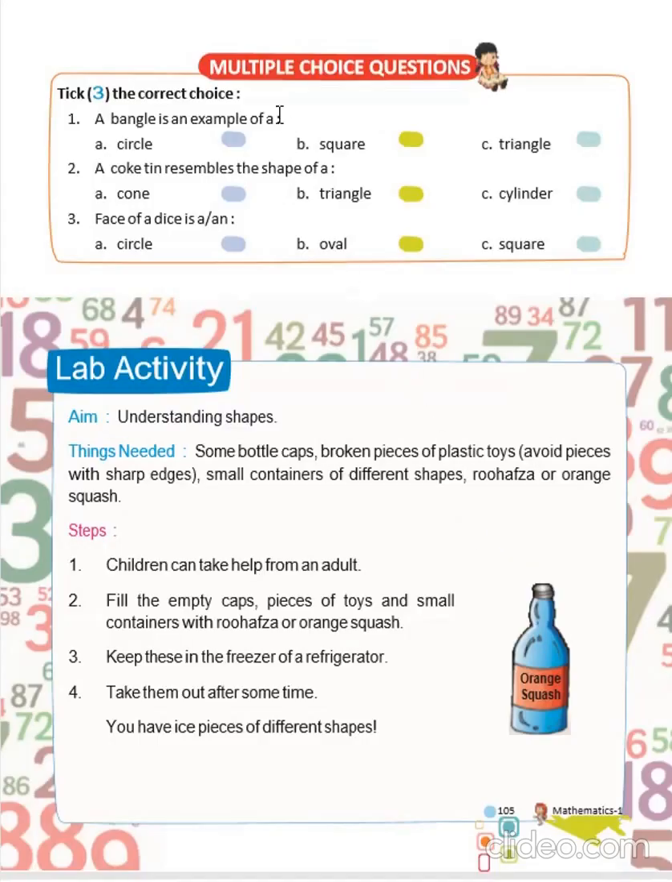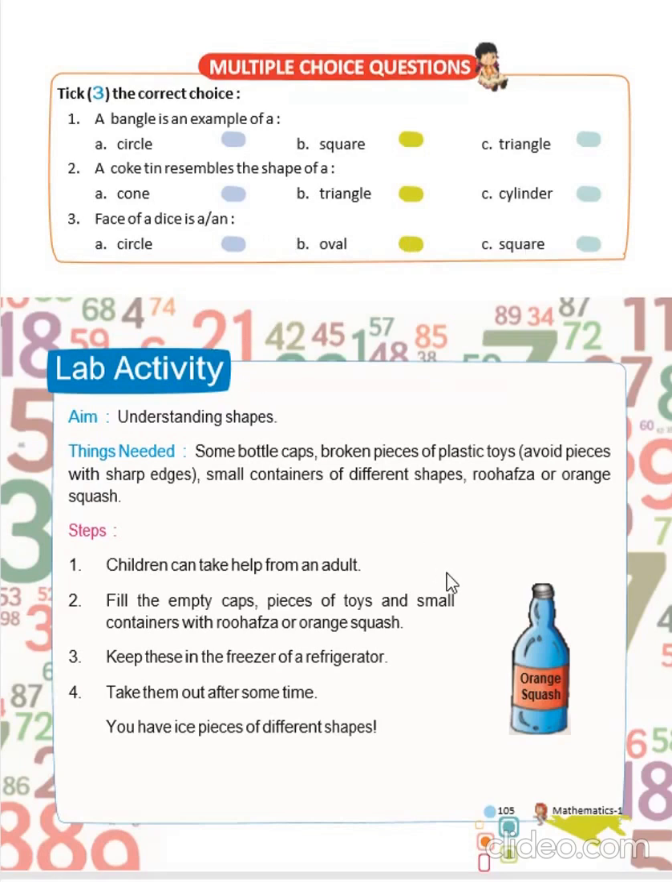Now come to multiple choice questions. What we have to do in this exercise? We have to choose the correct choice. A bangle is an example of a circle. A Coke tin resembles the shape of a cylinder. Face of a dice is a square.